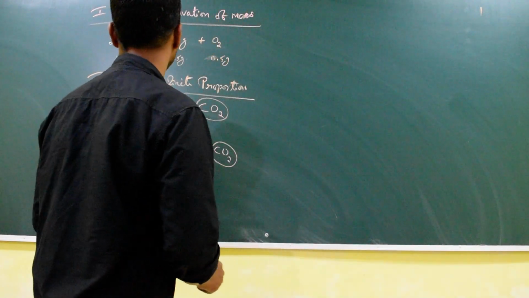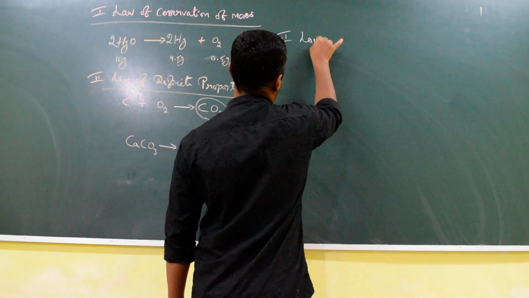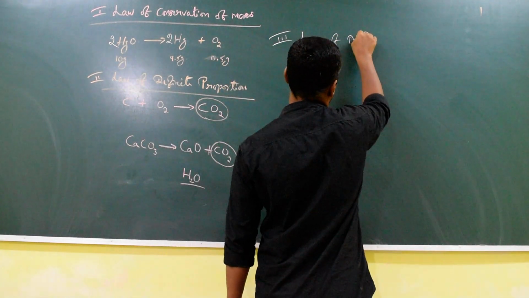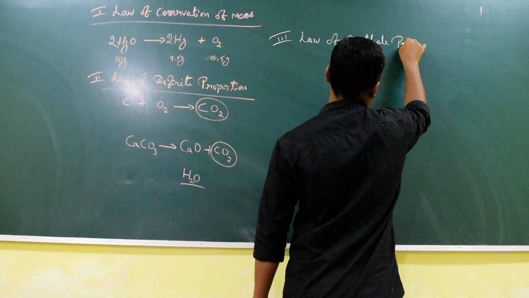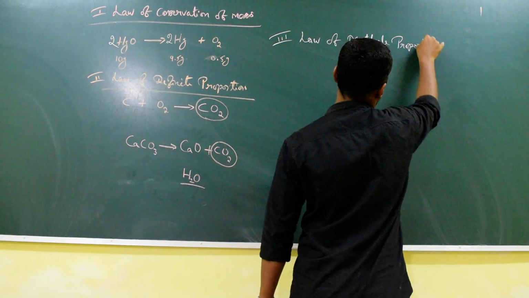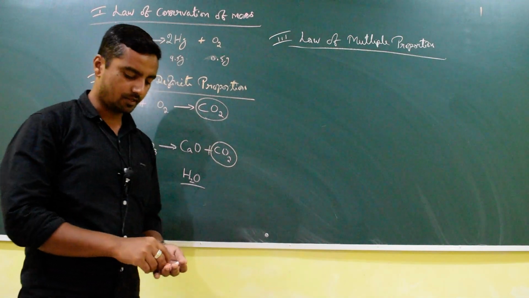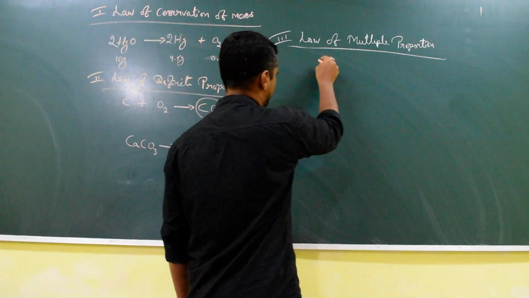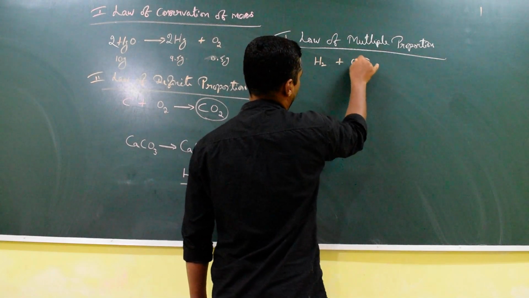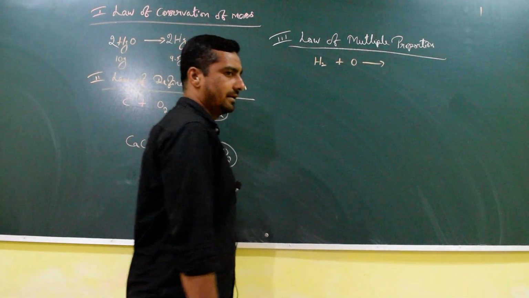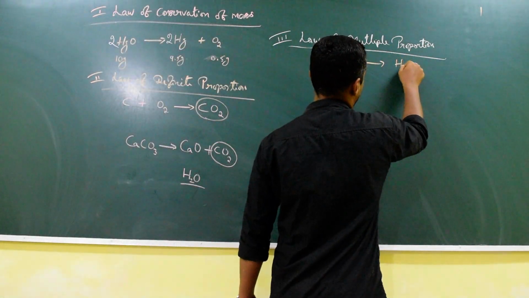Now come to the third law, the law of multiple proportions. I will give an example here. Hydrogen reacts with oxygen. It gives the water molecule as the product, H2O is the product.